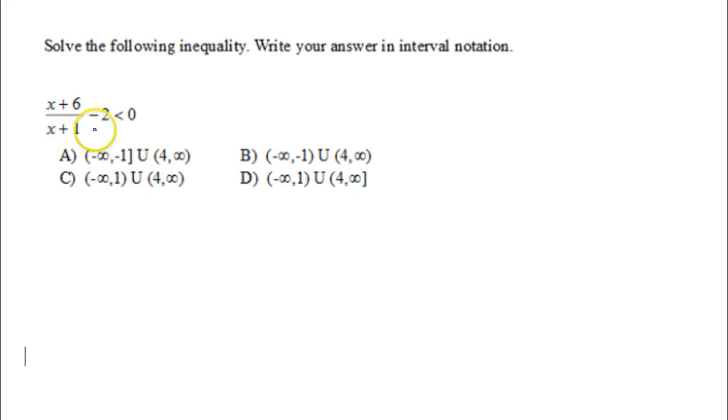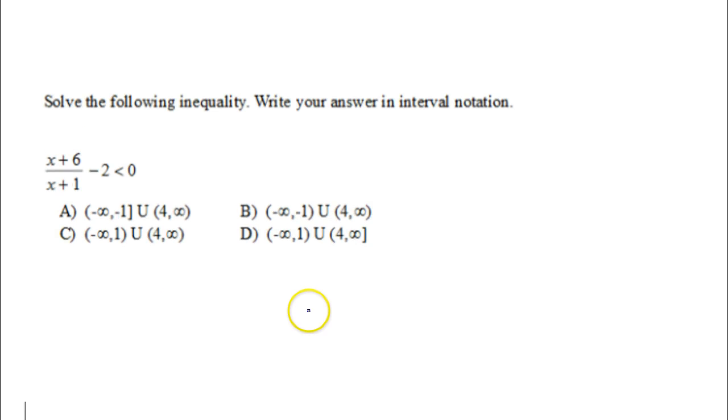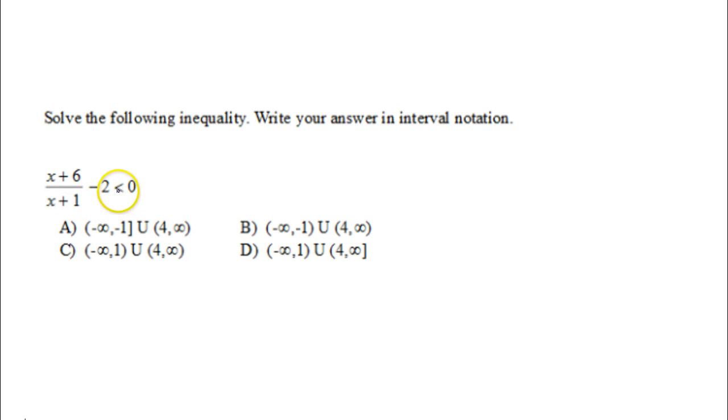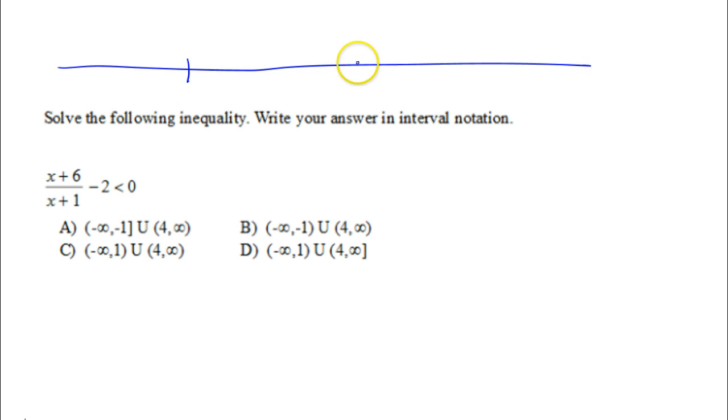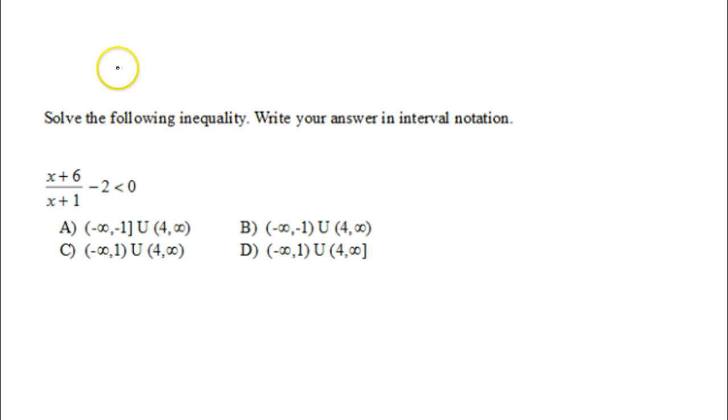Let's solve this rational inequality. Now, as soon as I see that I have a rational inequality, or really any inequality, I know that it's going to be the type of problem where we plot some critical values on a number line and then do some test values to see where the solutions are. But how do we get those critical values to plot on the number line?